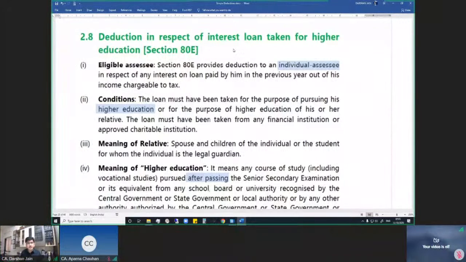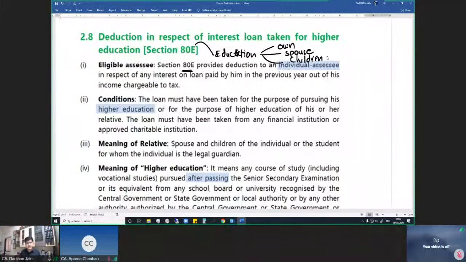Next is deduction in respect of interest on loans taken for higher education. The entire intention is to promote higher education of an individual. So if he takes an education loan for the purposes of pursuing higher education, the interest thereon would be available as deduction under section 80E. So whatever he is paying for educational purposes would be allowable as deduction, provided such loan is taken for his own education, education of spouse or children.